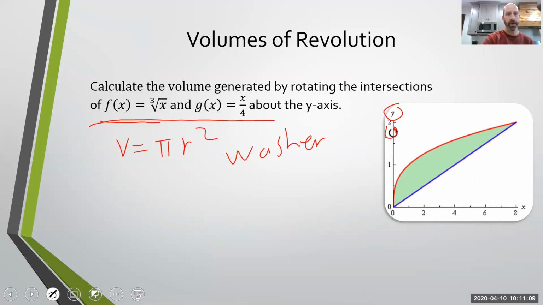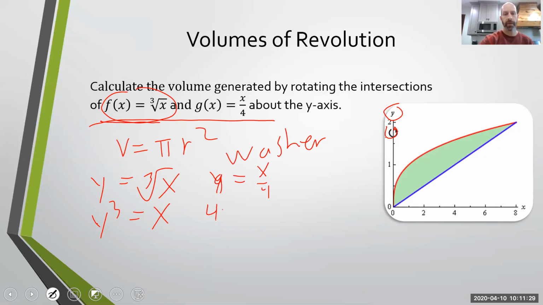Okay, so first of all, we need to convert this into y. So this is y equals the third root of x, which is equivalent to y to the third equals x. And then the second one, g of x, which again could be written as y equals x over 4, could be rewritten as 4y equals x. So now I have everything written in terms of x. We also need to find this intersection point here, and I'm just going to tell you that it's at (8, 2).